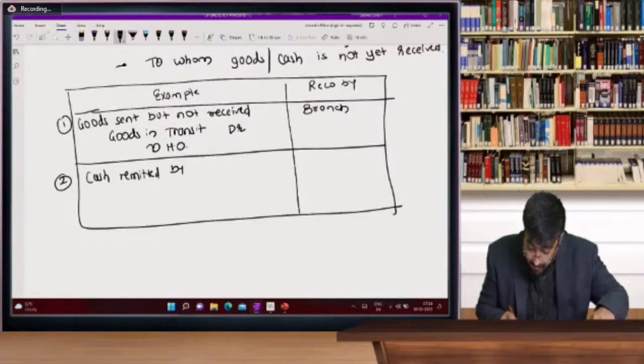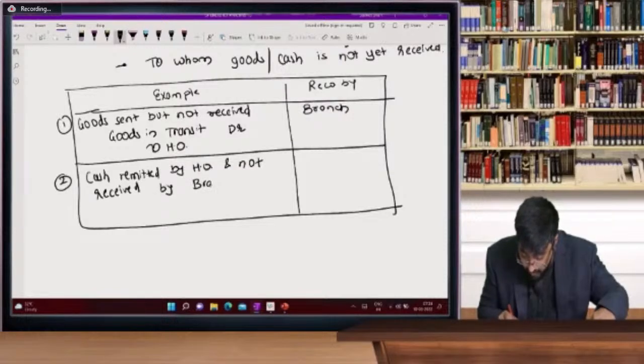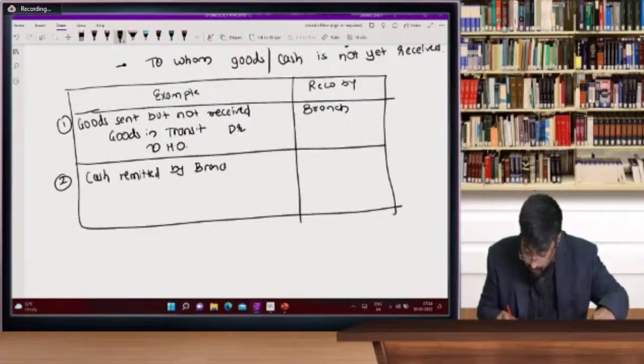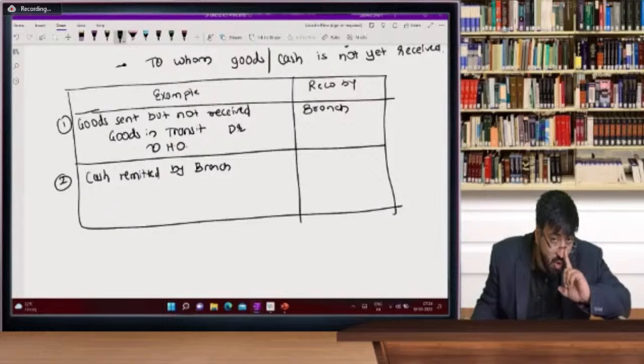Cash remitted by branch and not received. Sorry, cash remitted by branch. Shivam, Manisha, please mention the question number. So cash is remitted by branch but not received.